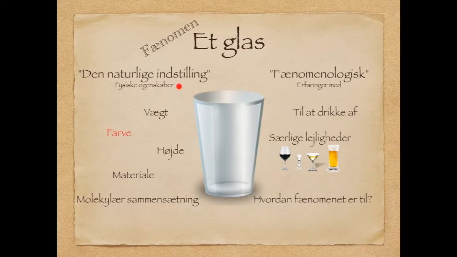When we view the glass in its natural setting, we only discuss the existing, meaning the object. But when we view the same object from a phenomenological perspective, we discuss the existing's existence. In this phrase lies both how the phenomenon exists and the experiences we have with the phenomenon.